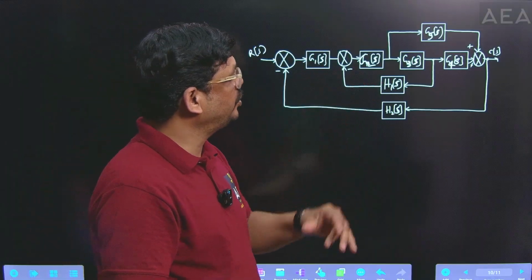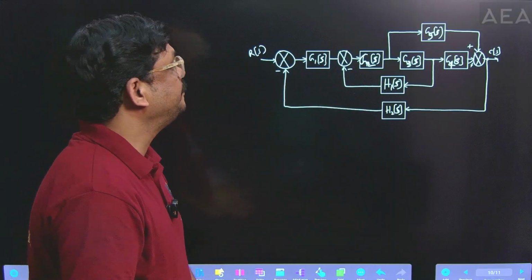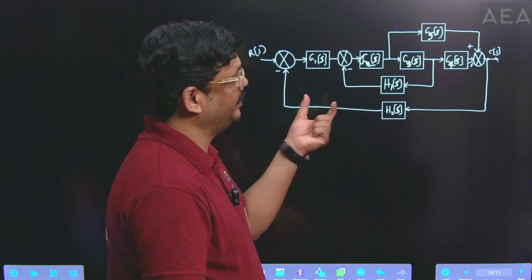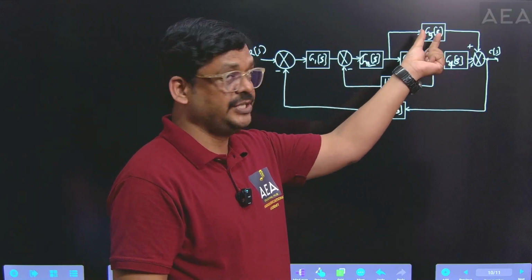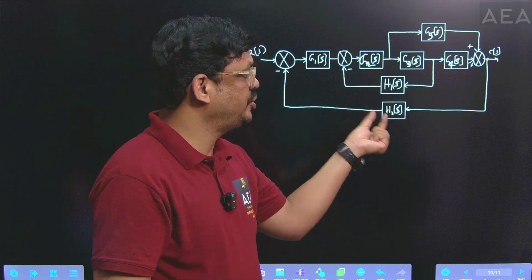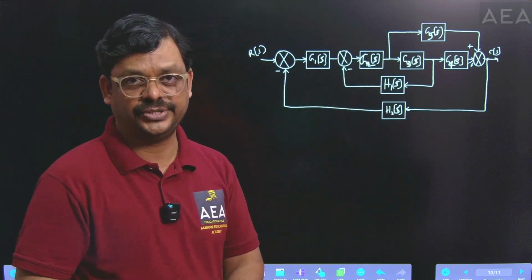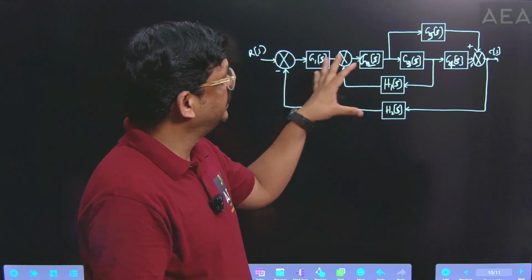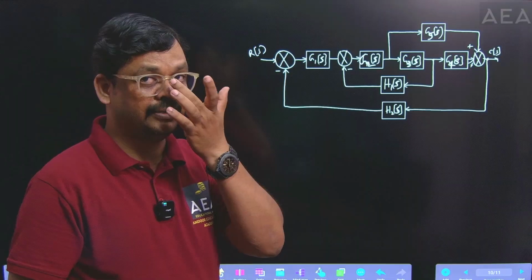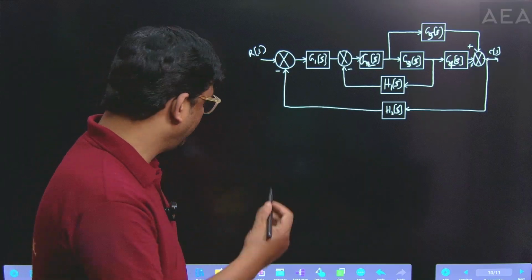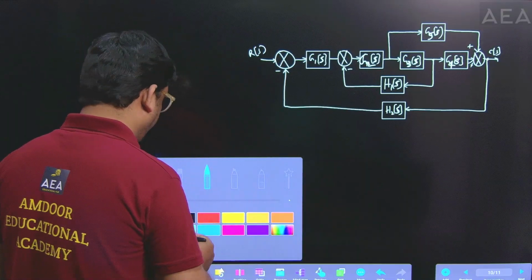Now go through the given block diagram. This block diagram has G1(s), G2(s), G3(s), G4(s), G5(s), H1(s) and H2(s). These are the individual transfer functions. So totally it has these individual blocks, connected in series and parallel combinations. First of all, try to identify the first step.